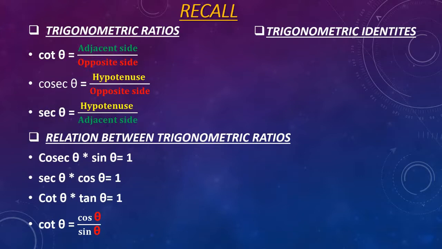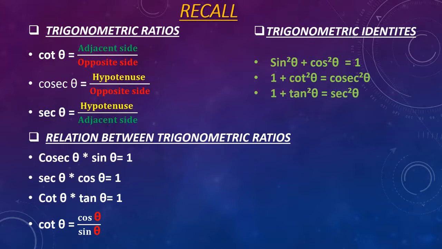Now the last are the trigonometric identities, three trigonometric identities which we have studied. Sin square theta plus cos square theta is equal to 1. 1 plus cot square theta is equal to cosec square theta. 1 plus tan square theta is equal to sec square theta.